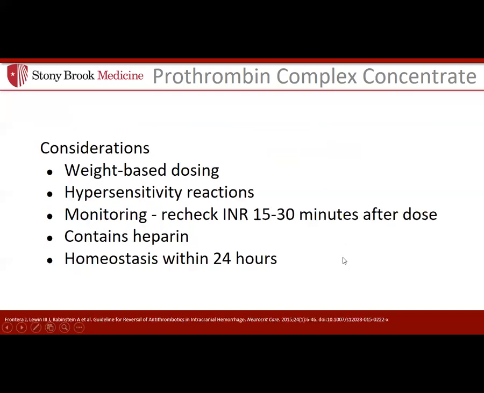There are some considerations though when you're giving this. It is weight-based dosing, which is something to keep in mind. And you also have to worry about hypersensitivity reactions. The prothrombin complex concentrate has a bunch of things besides just the factors. It has albumin, it has some plasma protein. So things like this that patients can become hypersensitive to, it's just something to keep in mind.